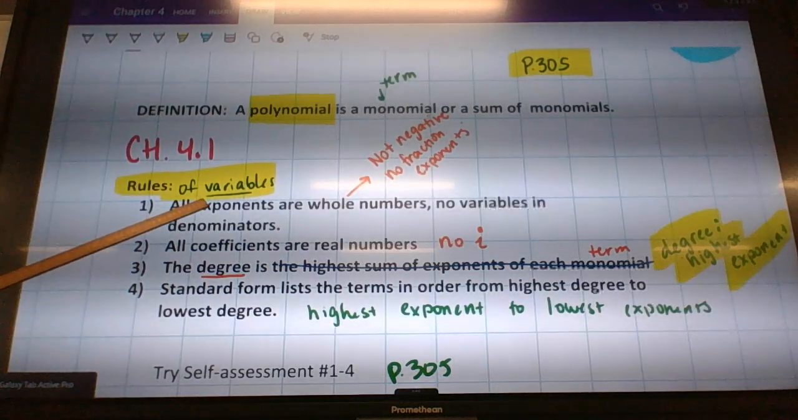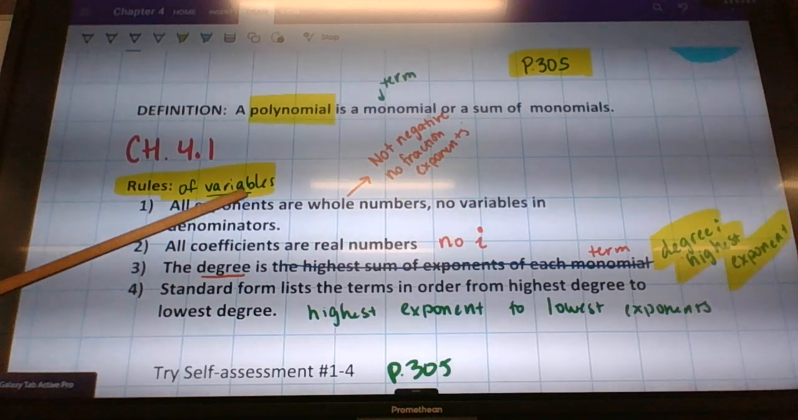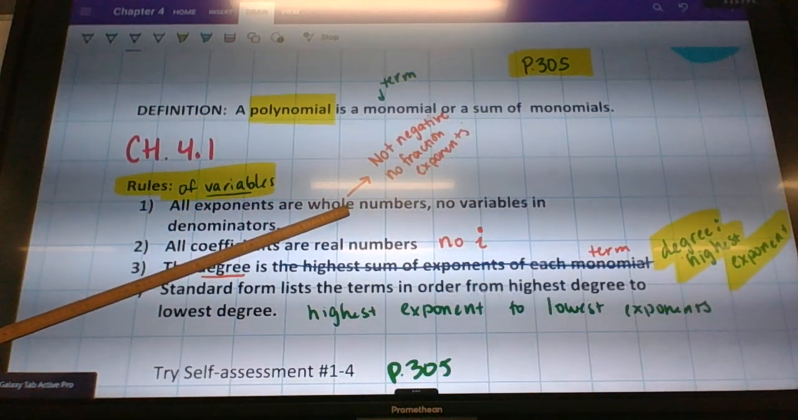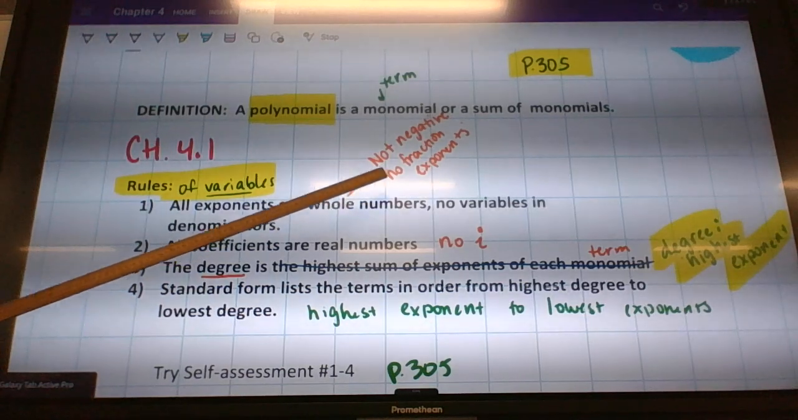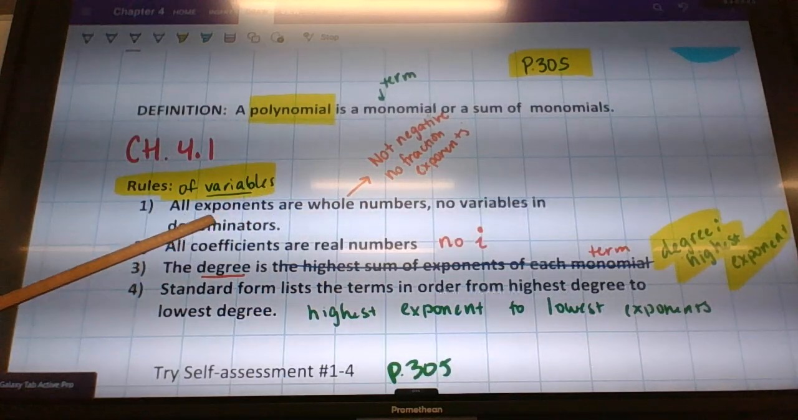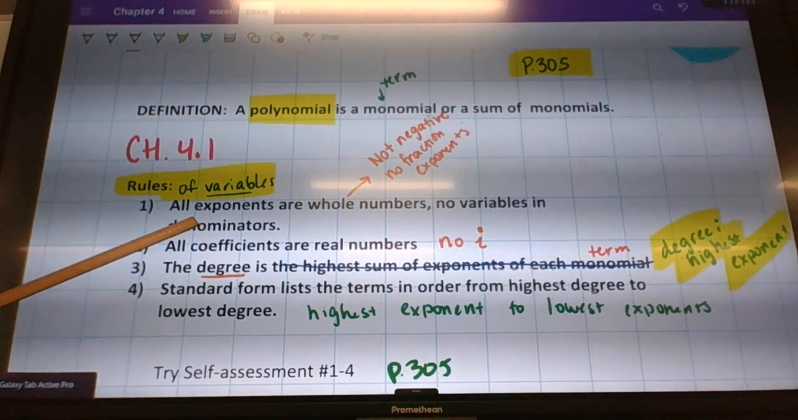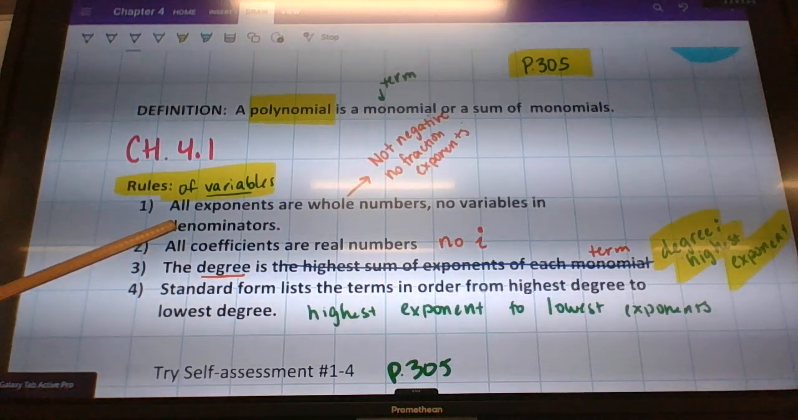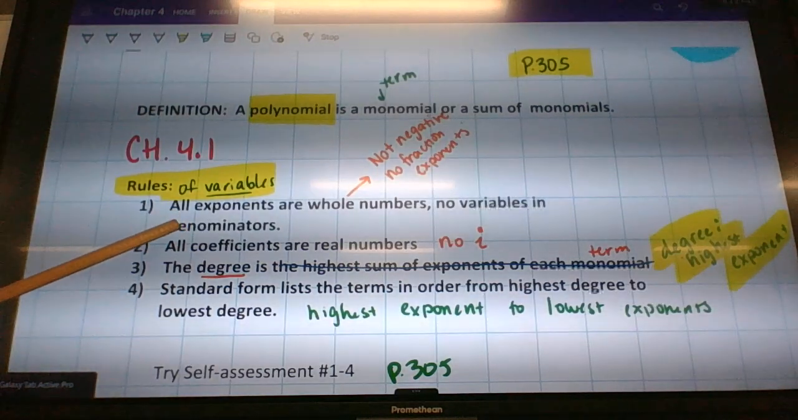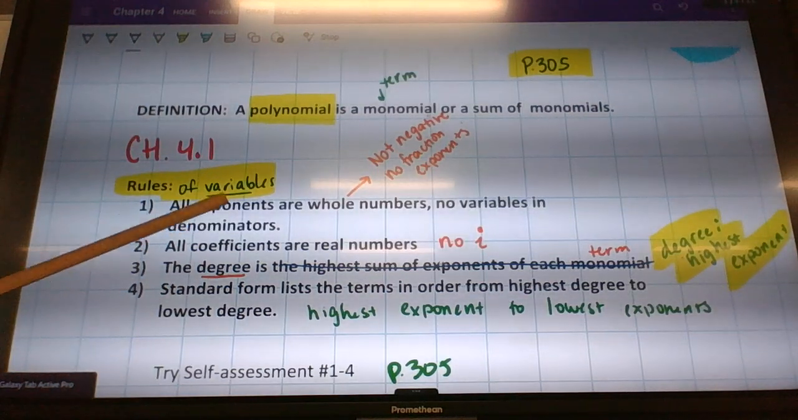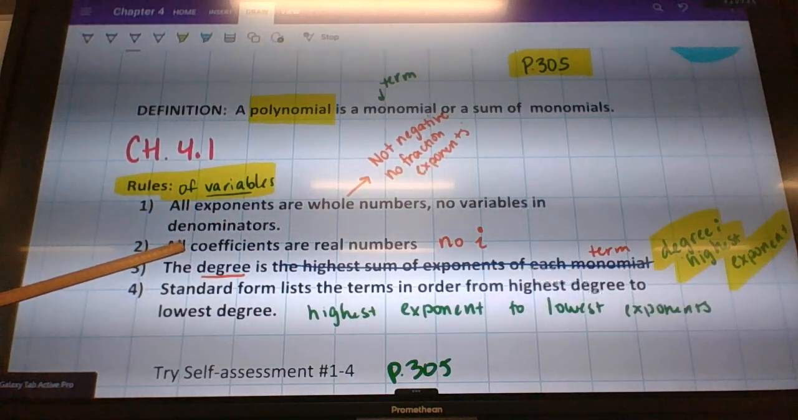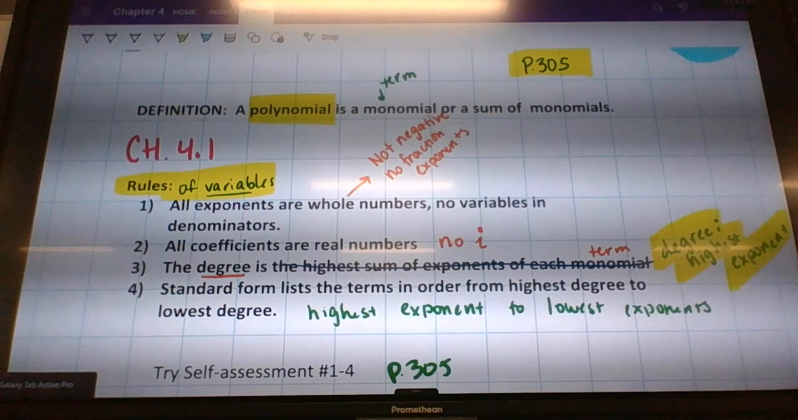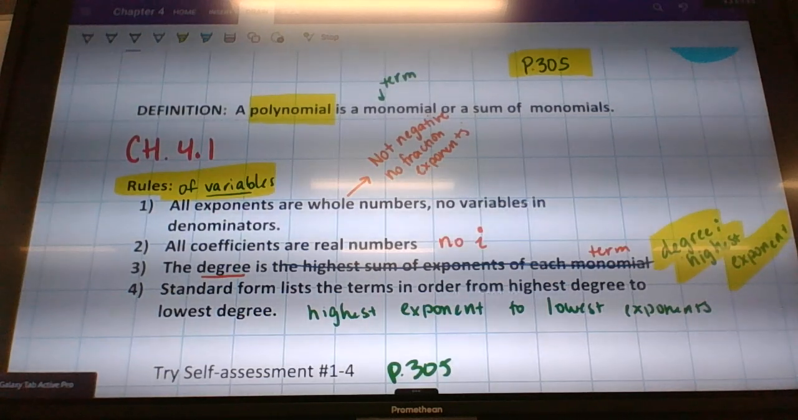If something can be called, yes, a polynomial, all of the exponents have to be whole numbers, meaning you can't have a negative exponent or a fraction exponent. You also cannot have variables in denominators. So if you're asked, is this a polynomial, and there's an x in a denominator, your answer is no. That is not called a polynomial. All of the coefficients will be real numbers, meaning you don't have a coefficient of i in a polynomial.